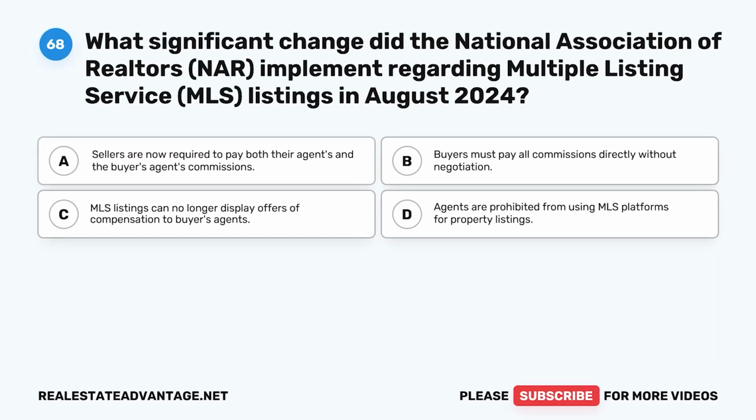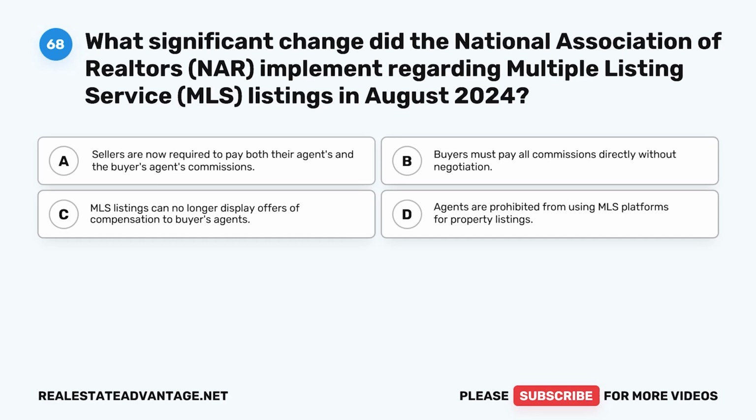Question 68. What significant change did the National Association of Realtors, NAR, implement regarding multiple listing service, MLS, listings in August 2024? A. Sellers are now required to pay both their agents and the buyer's agent's commissions. B. Buyers must pay all commissions directly without negotiation.